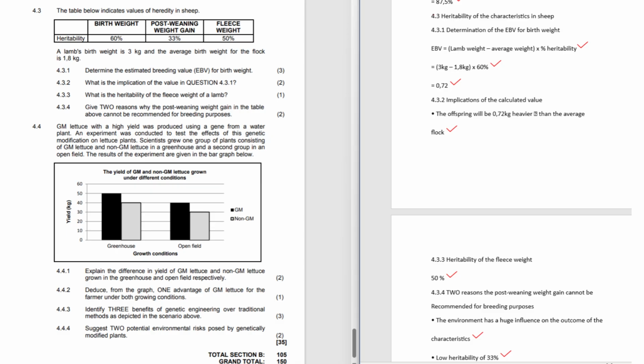Then 4.3.3. What is the heritability of the fleece weight of a lamb? The heritability of the fleece weight of a lamb.